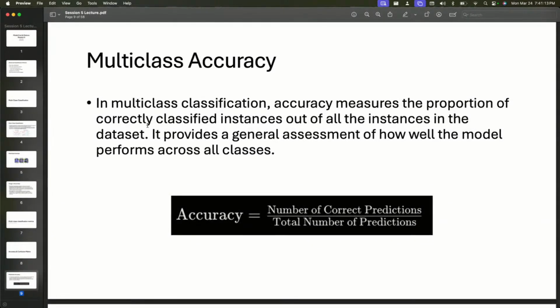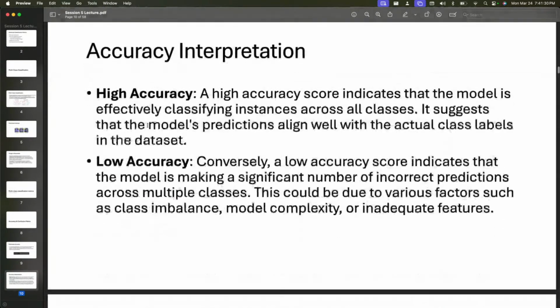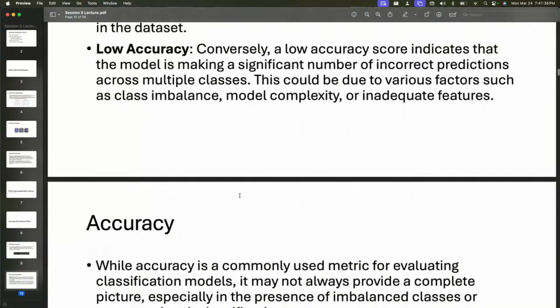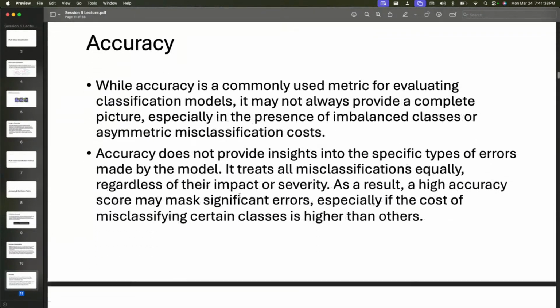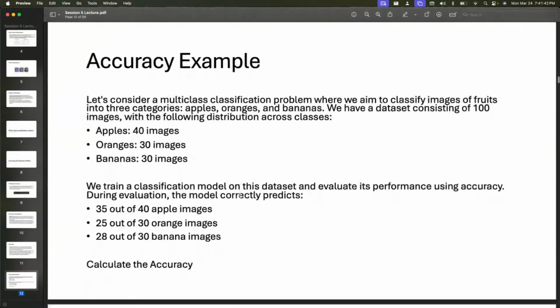Okay, let's look at multi-class accuracy. Great, we have multiple classes and we made these predictions. Can't we just add them all together? How does this really change? It doesn't really change a ton. We're still looking at the number of correct predictions over the total number of predictions. So high accuracy, model's doing well. Low accuracy, the model's not doing well. And as you guys know, it's a really common metric.